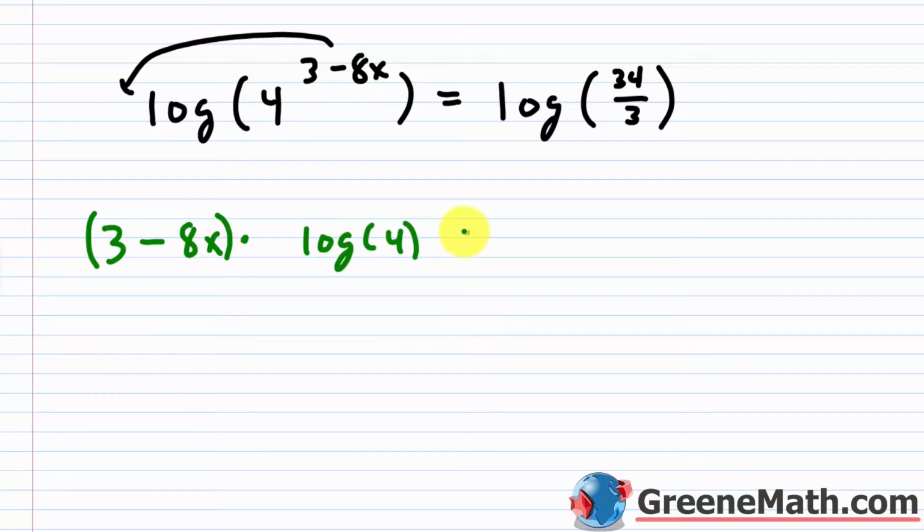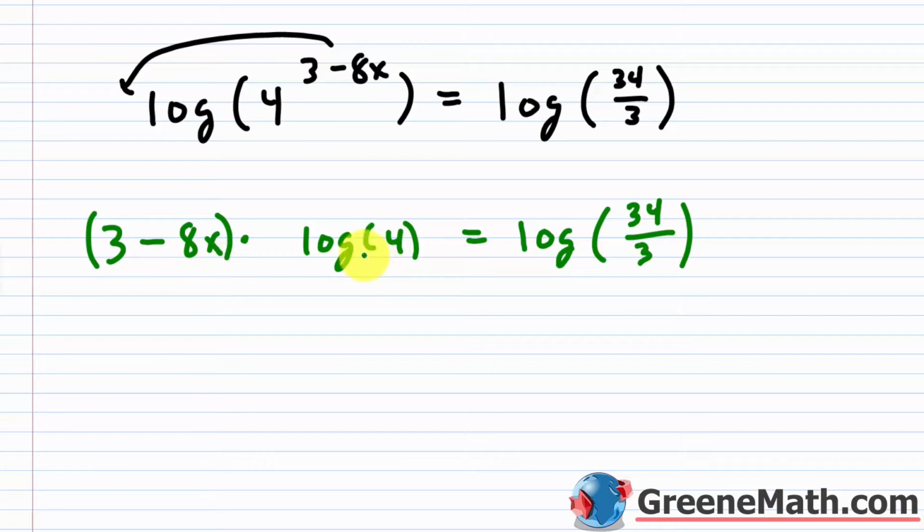So we'll say this is equal to log of, again, 34 thirds. Now, let me make this a little cleaner. So 34 thirds. Okay, at this point, you can do this two different ways. You can use your distributive property here, so you can multiply log of 4 by 3, and then log of 4 by negative 8x. You can do it that way.